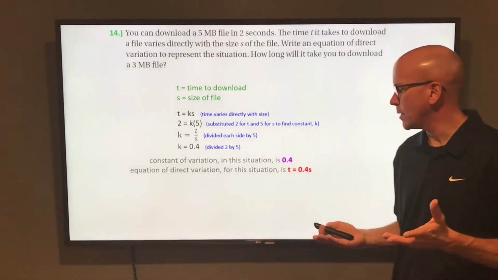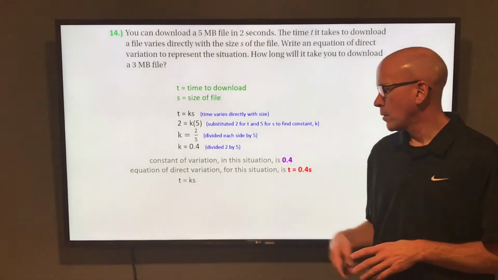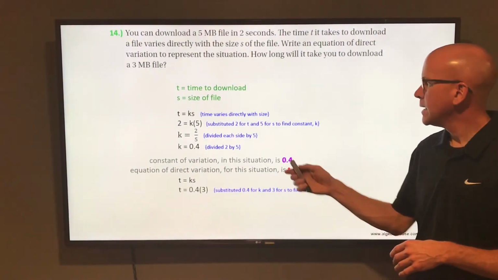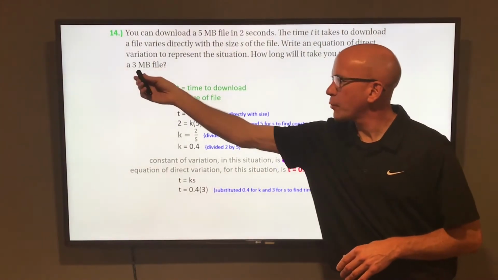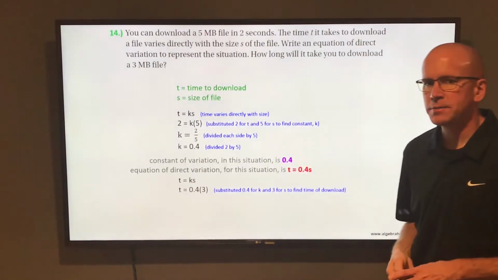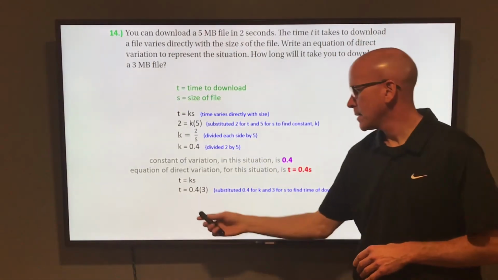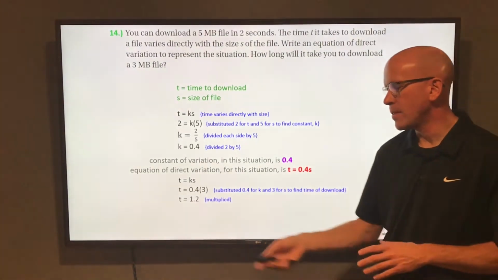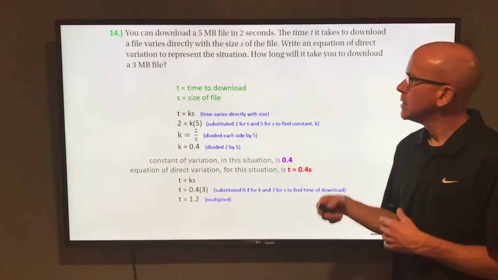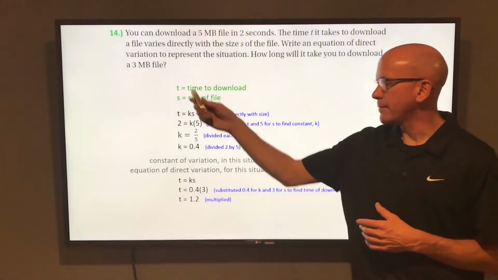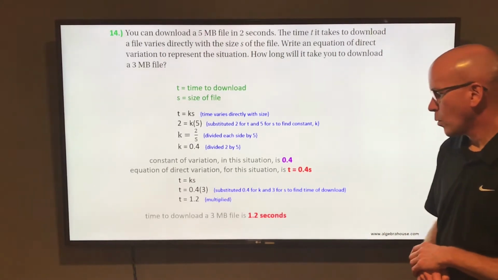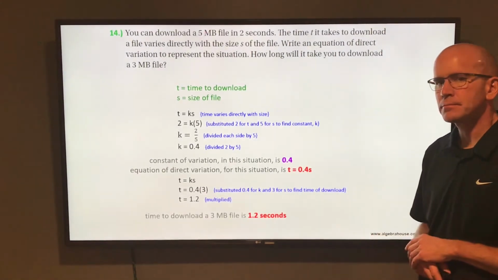You can do this a couple ways. You could set up a proportion, or you could just use this, t equals 0.4s, and substitute 3 in for s, because 3 is the size of that file. So replace the s with 3, multiplied by 0.4. There's your time it takes to download a 3 megabyte file. T equals 1.2, in other words, 1.2 seconds it'll take.